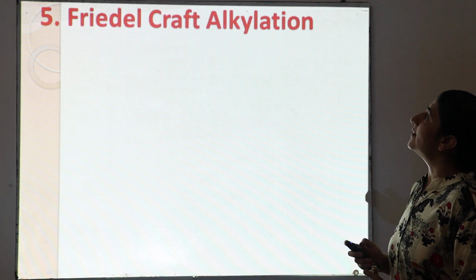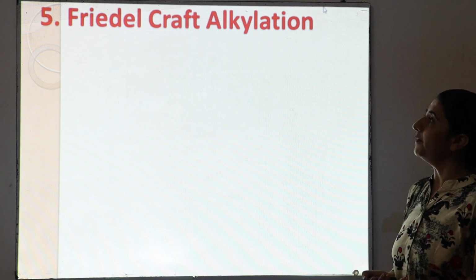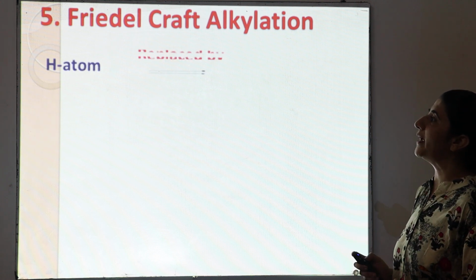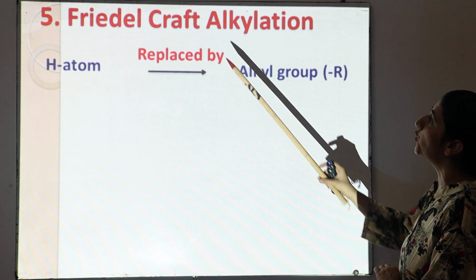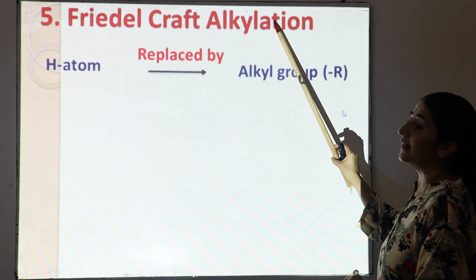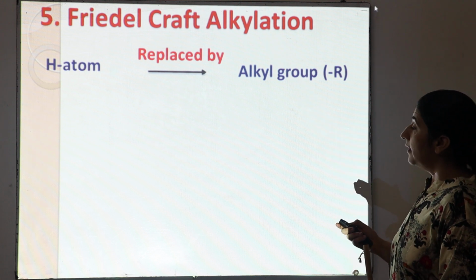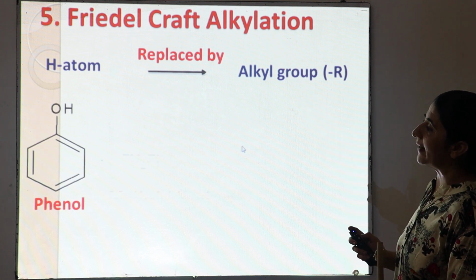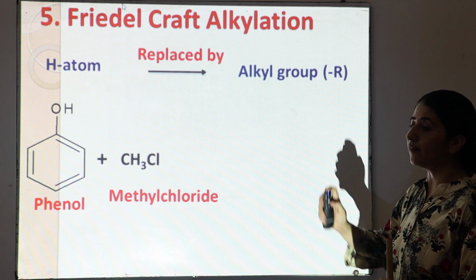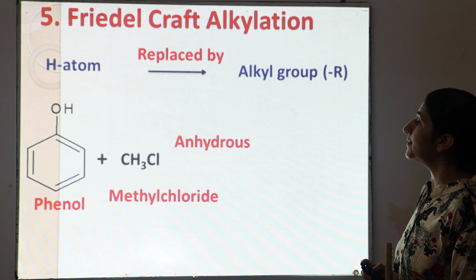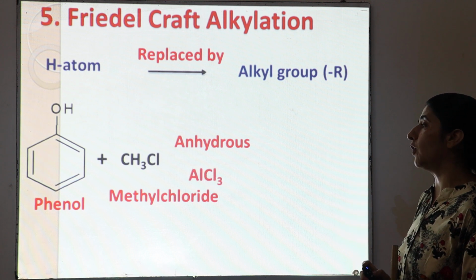The next one is the Friedel-Crafts alkylation reaction, in which the hydrogen atom of the benzene ring is replaced by an alkyl group. That is why this reaction is known as Friedel-Crafts alkylation. In this case, phenol reacts with an alkyl halide. I am taking the example of methyl chloride. It takes place in the presence of anhydrous aluminium chloride.